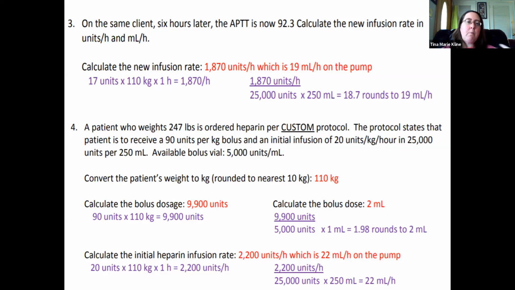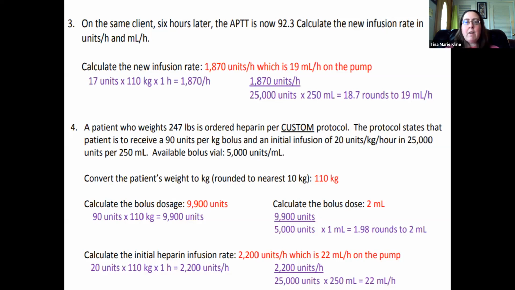I still follow the same process, but now look at my concentration. So I have 9,900 units divided by 5,000 units times 1 milliliter. Now, here we go. Now I calculate it out and I have 1.98. I have to round to the nearest 10th. Well, the nearest 10th on that 9 is going to bump it up to 2. So that's why you have 2 milliliters.